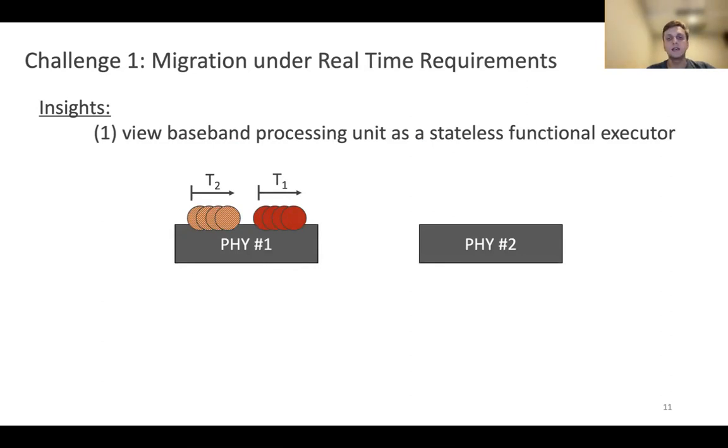Our main observation is that there is almost no dependency between the states in two consecutive windows. This means that the window T2 can be moved to another instance of PHY running on a different machine without dealing with any state inconsistency.